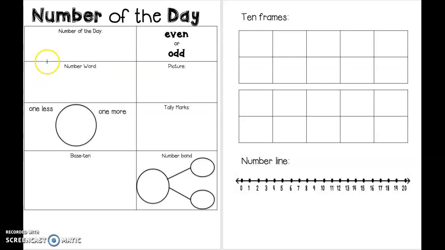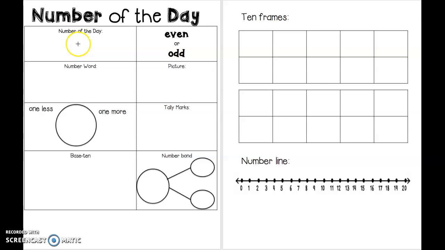All right, boys and girls, today our number of the day is 18. So I want us to think about where that number 18 is on our number line. I hear that word teen in there, and I hear the word 8. So I know it is going to be a teen number. It's going to contain a 10. So 10, 11, 12, 13, 14, 15, 16, 17, 18.